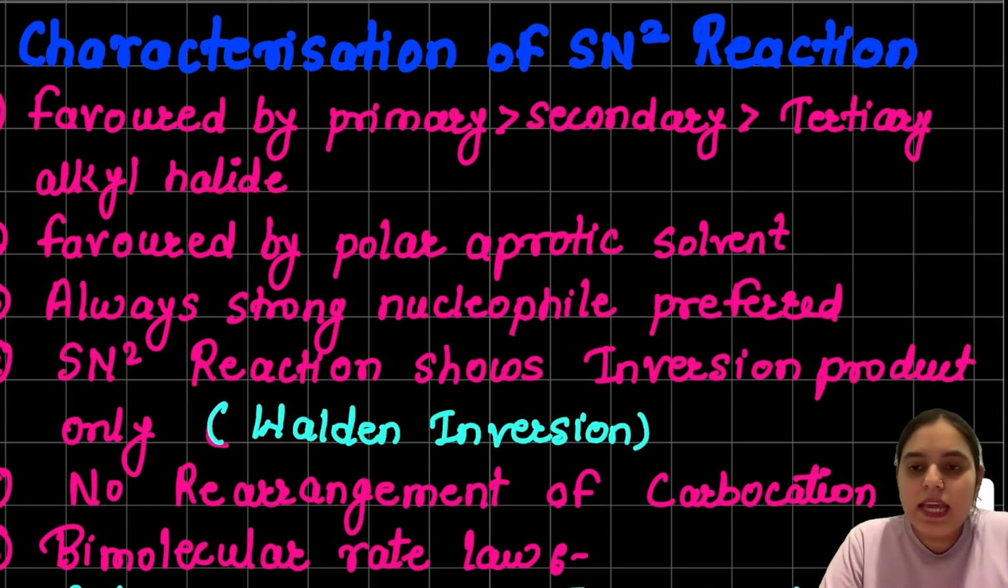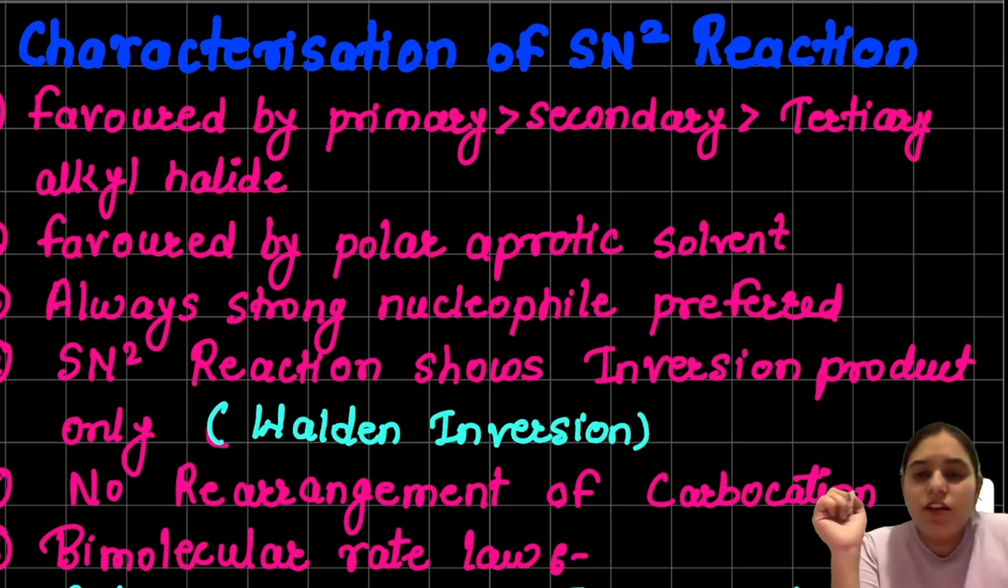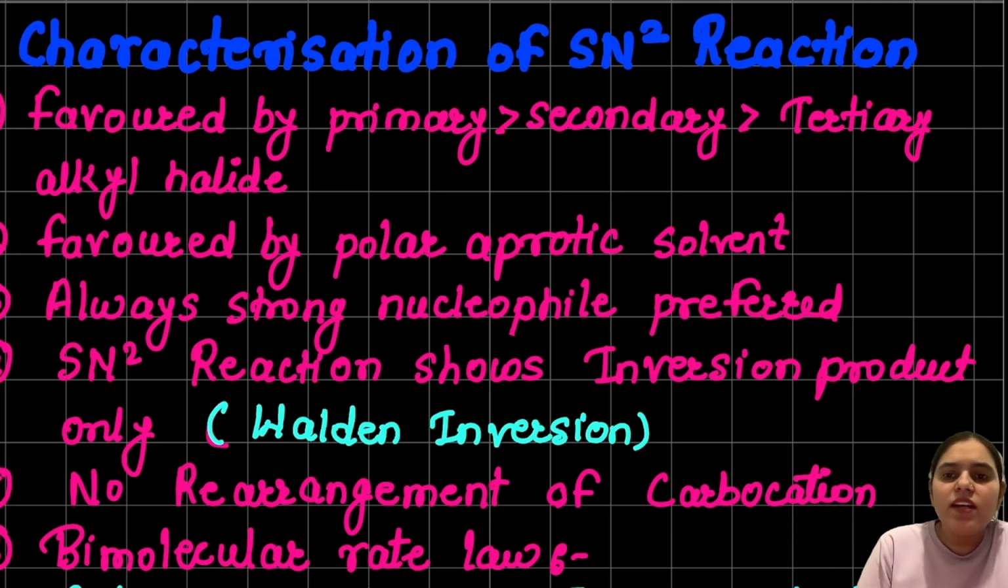Now let's discuss the characteristics of the SN2 reaction. SN2 reaction is favored by primary alkyl halides. SN2 reactions are fastest with primary alkyl halides, followed by secondary, while tertiary alkyl halides rarely undergo the SN2 reaction because of steric hindrance.